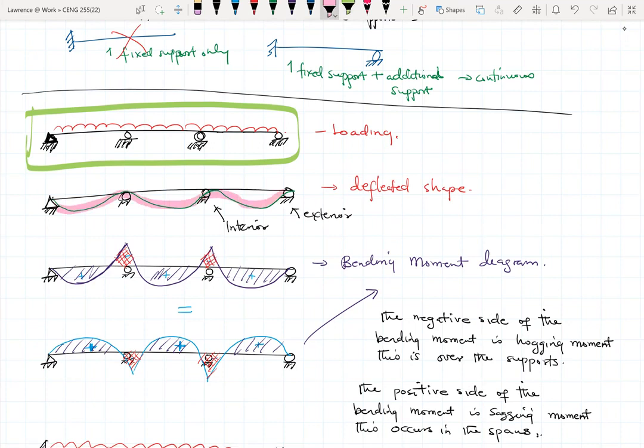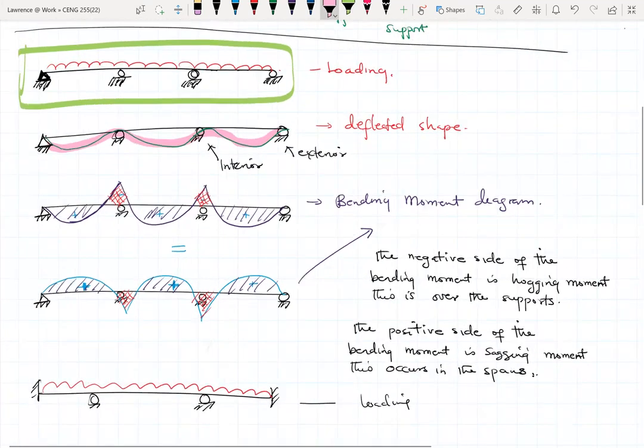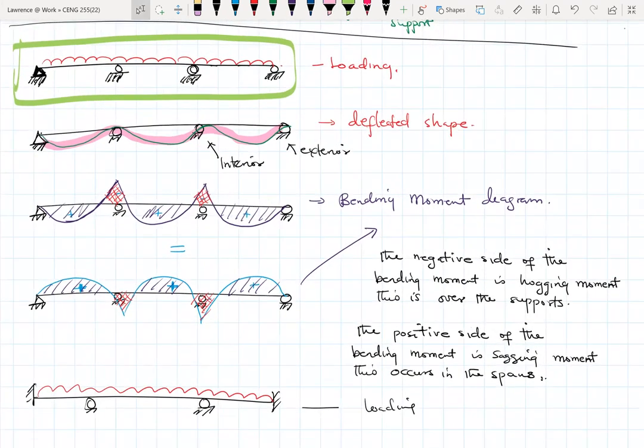All right. And then I also explained that the reason why we have this shape is that we assume there are no support settlements. All right, so no support settlement, or no support movement. I mean that if the supports are rigid in place, then this becomes the deflected shape. Okay. All right.